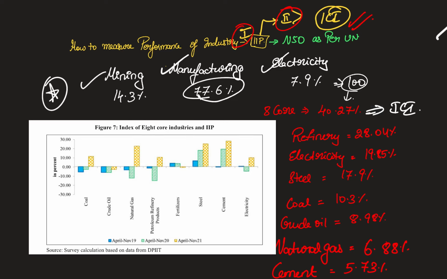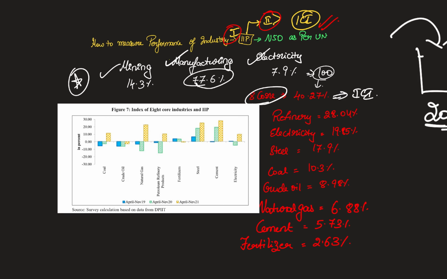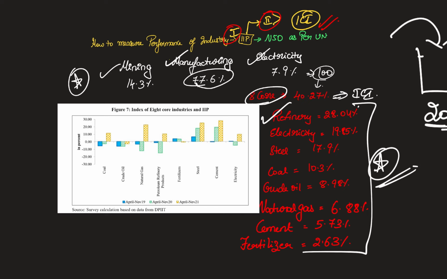Another way is if we actually track the core industries, which define the trajectory of an industry for a particular year, and extrapolate that, even that would be a good metric. So we'll be focusing our energy on 8 core industries with these respective weights, which together constitute 40.27 percent of the total industry. So the respective weights are given here, and a lot of questions were previously asked from 8 core industries and the weightage they have. Note that refinery products have the highest weightage and fertilizer has the least weightage.